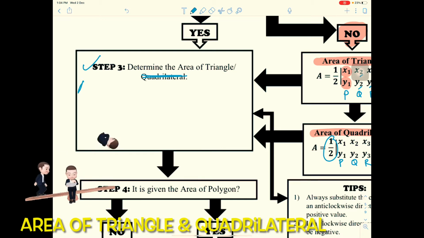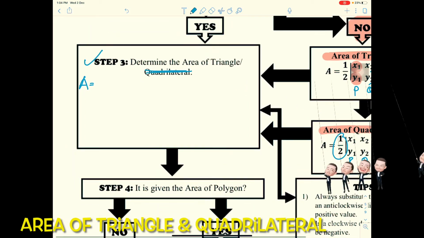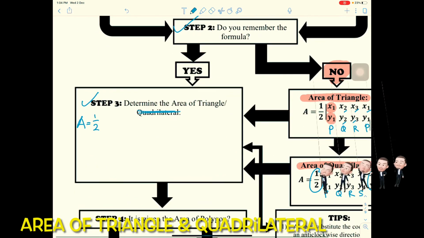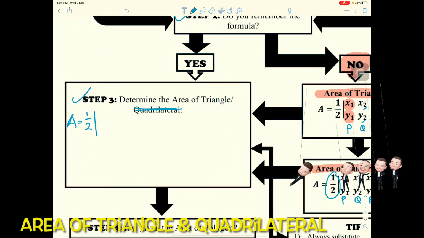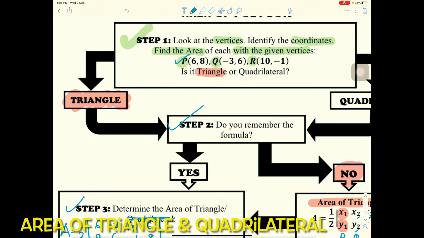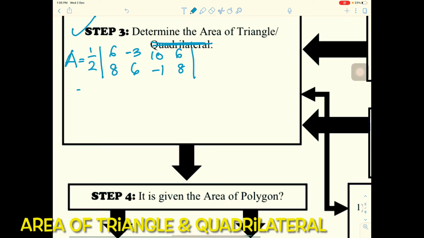So the area of the triangle, by using the points or vertices given, we substitute. So 1/2, and we start with point P: 6, 8, then negative 3, 6, then 10, negative 1, and return back to 6, 8. So P, Q, R, and this is how we calculate the value in the modulus.